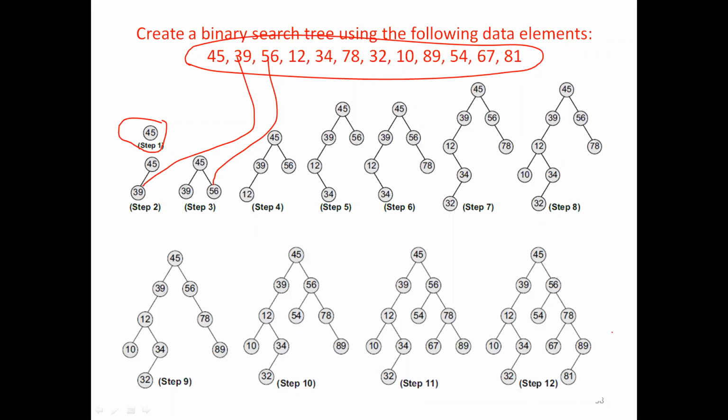I hope this is understood. We are inserting the elements into the binary search tree. At last we are inserting 81. So this takes 12 steps because 12 numbers, 12 inputs, are there. Okay.